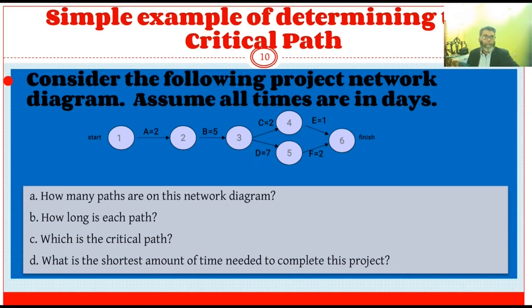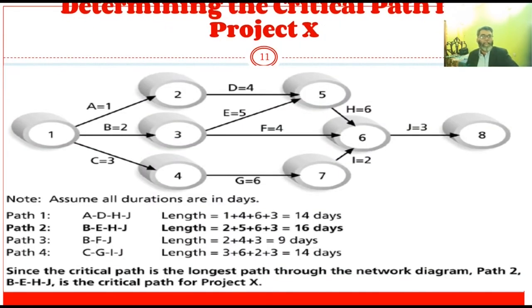And the second path: A equal to 2, B equal to 5, 7. Then D equal to 7, 7 plus 7, 14. Plus F equal to 2, 14 plus 2, that is 16. Which is the critical path? In the previous slide, we mentioned that the longest path will be the critical path. So here, in the first path, the total days is 10, and in the second path, the total days is 16. So the second is the critical path, that is A, B, D, and F. What is the shortest amount of time needed to complete this project? Ultimately, 16 days.